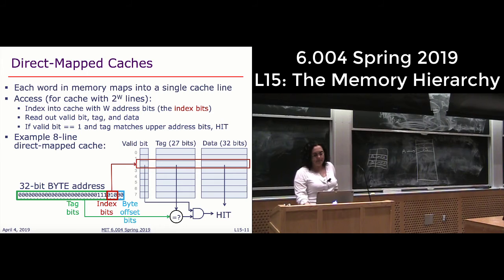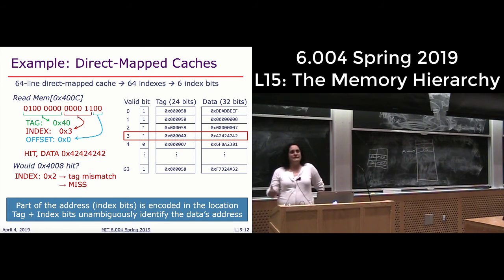So let's work through an example. Here we have a 64-line direct mapped cache, and that means we're going to have 6 index bits. Let's suppose that the address that I'm trying to read from is 0x400C, and I'm going to expand that into binary so that we can look at the different bits. What did we say? My bottom 2 bits are always 00 to do the word alignment. The next 6 bits are my index, which in this example is equal to the value 3. And then the rest of the bits are my tag, which in this case is 0x40.